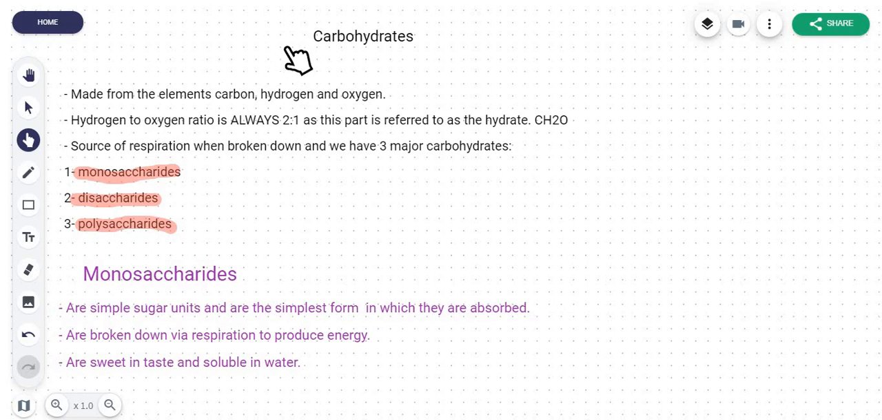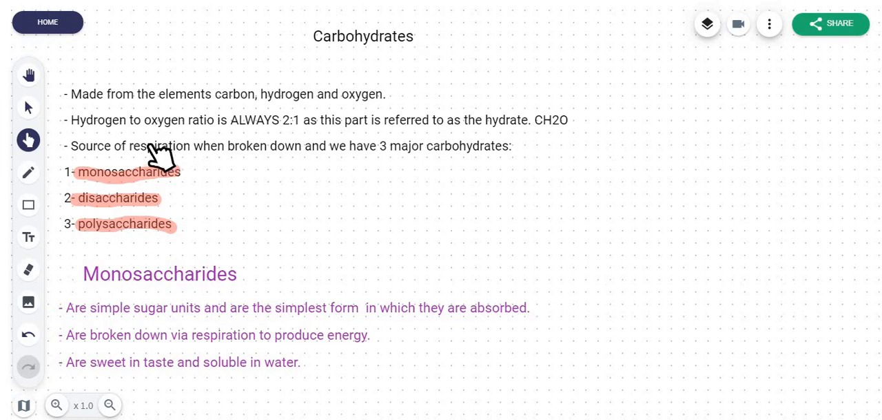But there is one way to identify your carbohydrates. The ratio of hydrogen to oxygen is always 2:1. Right, this is permanent. Basically, when you say carbohydrate, the hydrate means water, H2O, right? The H2O implies that the hydrogen to oxygen ratio is 2:1.